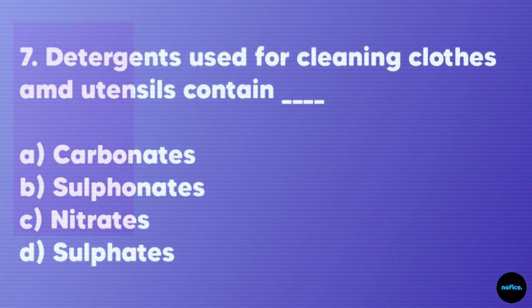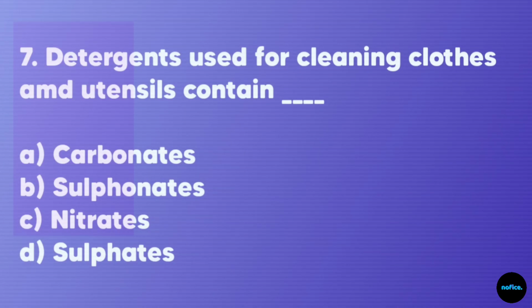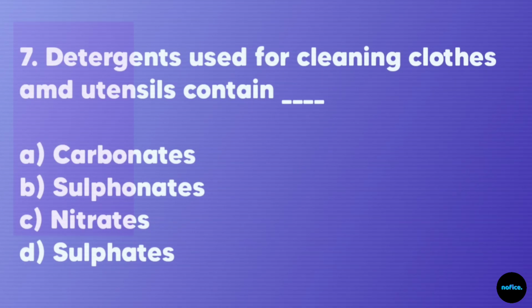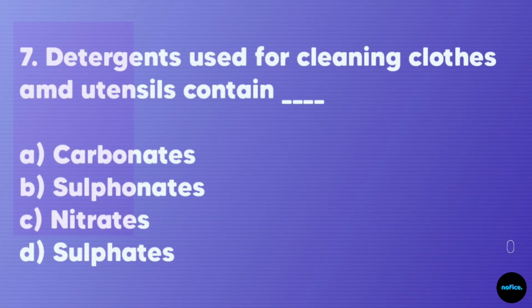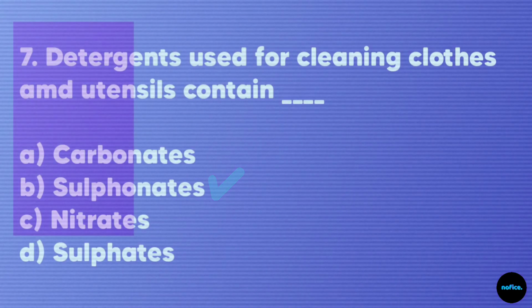Number 7. Detergents used for cleaning clothes and utensils contain dash. The answer is B. Sulfonates.